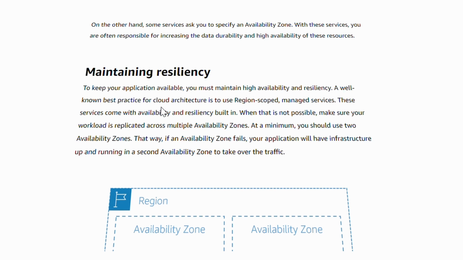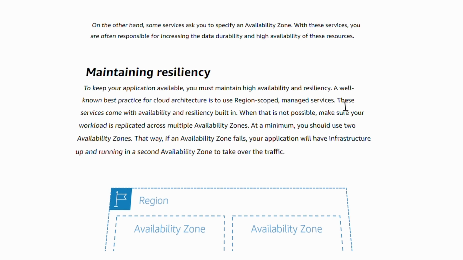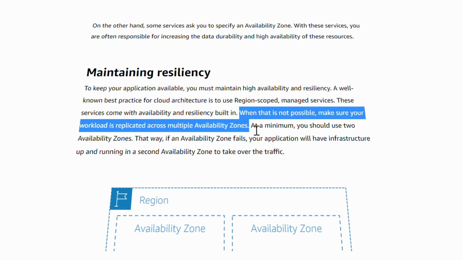A well-known practice for cloud architecture is to use region-scoped managed services. That is, choose the services available in the one region that you need, and then within that region, select at least two AZs that provide you high availability and high resiliency. That is what is said in the sentence. When that is not possible, make sure your workload is replicated across multiple AZs.